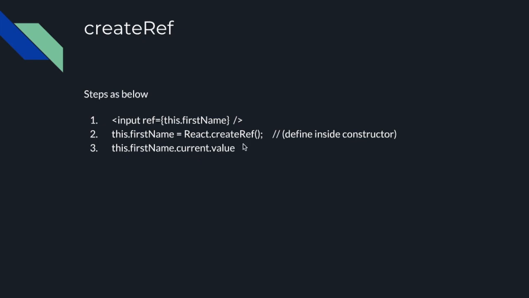The second step is that inside the constructor we need to define the createRef. So first, this.firstName equals React.createRef, that is for our first name. If you have one more element for last name, just define it the same way, this.lastName equals React.createRef, and if you have many more, then just define all of them inside the constructor. And then to get the value from the element, we use this.firstName.current.value. So this is the way you get the value from that element.